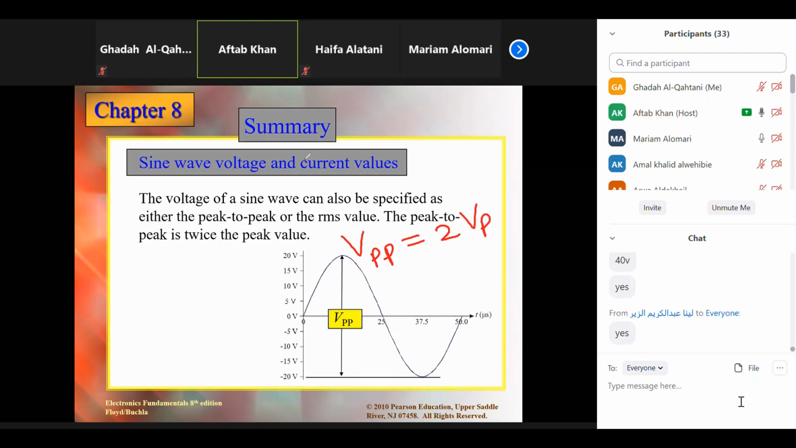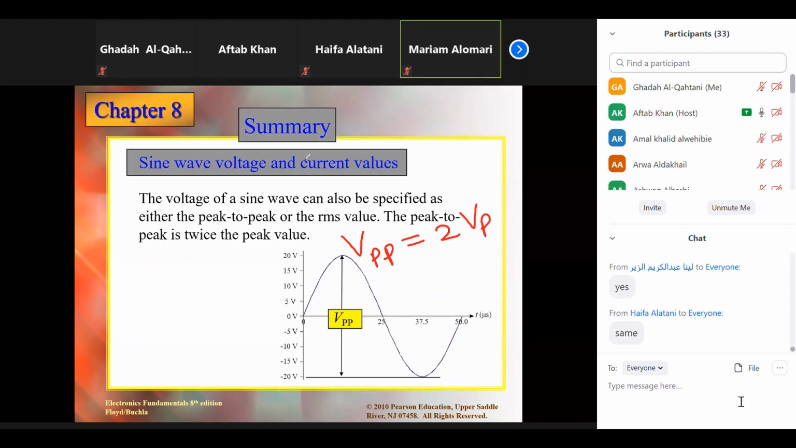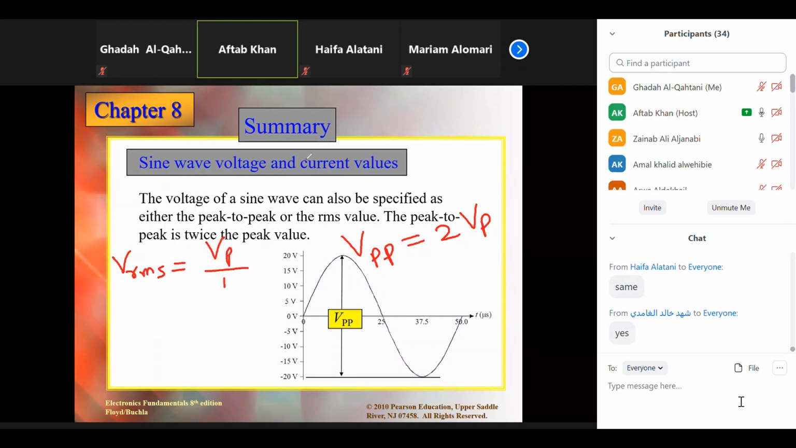Can I say this way? Yes. Correct? Yeah, it leads to a new formula. Yani, VPP is equal to 2VP. Now, if I ask you to calculate the root mean square value, I can say Vrms is equal to VP over root 2. Correct?